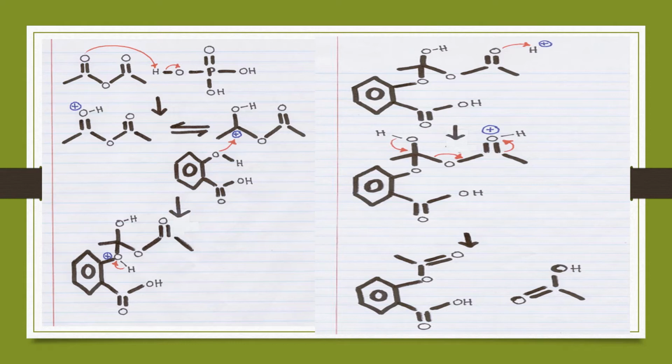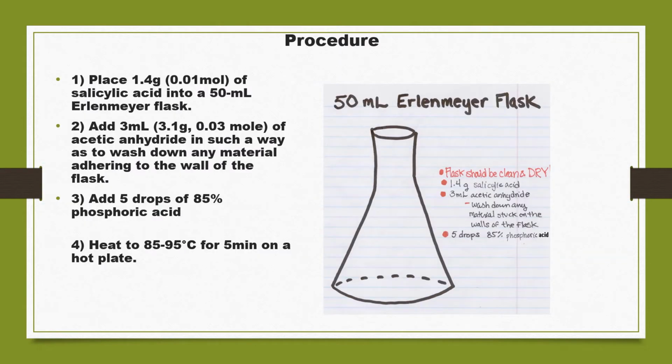So without the acetyl group, the structure is called salicylic acid. When we add the acetyl group, we call it acetylsalicylic acid. So synthesis of this compound is very easy. You just need a clean, dry, small Erlenmeyer flask, about 50 milliliters, and you have to add 1.4 grams of salicylic acid followed by 3.3 milliliters of acetic anhydride.